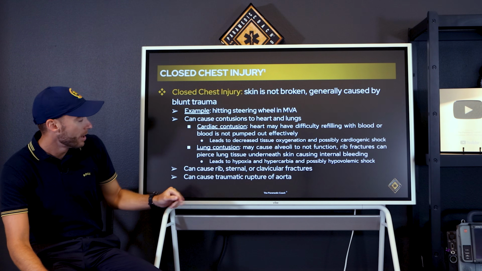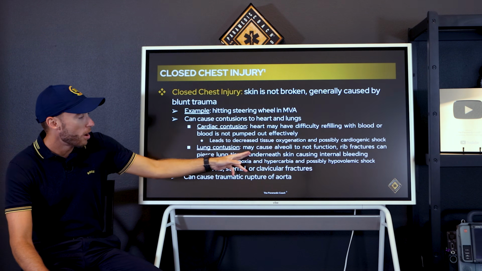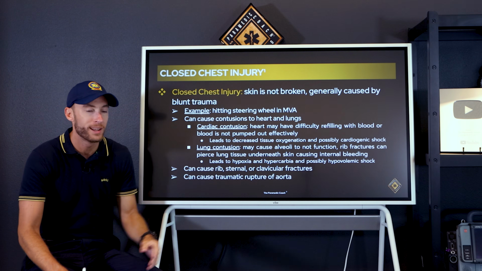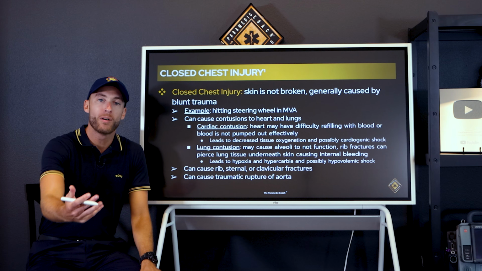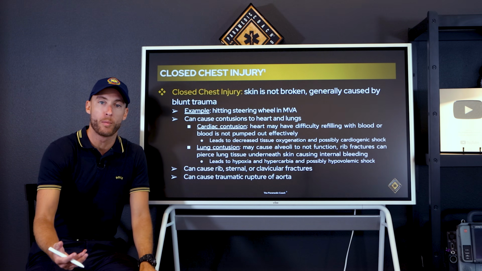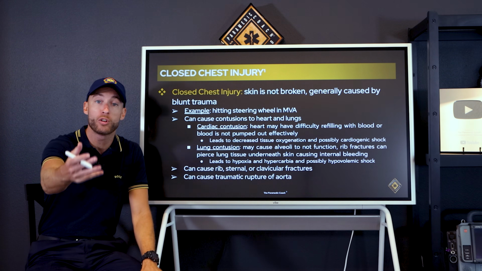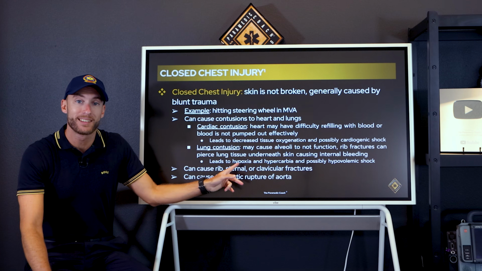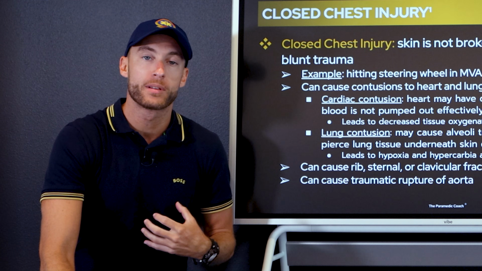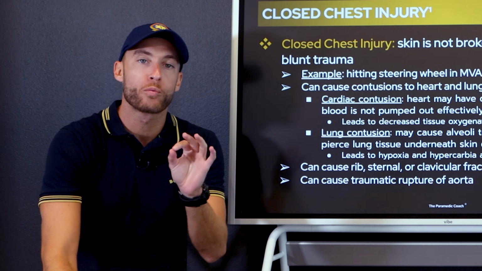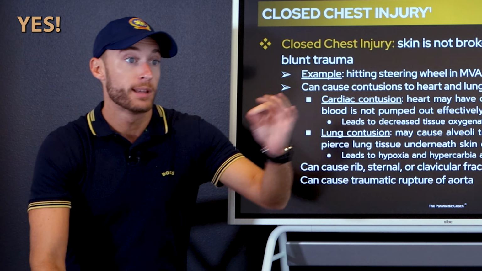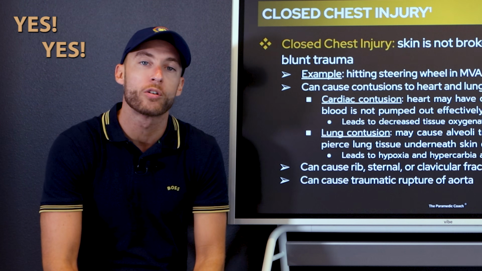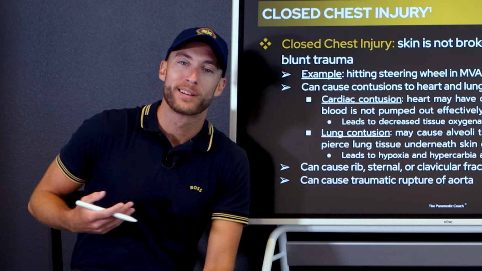Rib fractures can also pierce lung tissue underneath the skin, causing internal bleeding. Again, it's traumatic, but you're going to see this in EMS. Let's say someone was assaulted with a baseball bat. Maybe you're watching a video, you've been on a call with it before. You've seen this. We have broken ribs. The worry about broken ribs: are they painful? Yes. Is it an emergency? Yes. We're concerned.